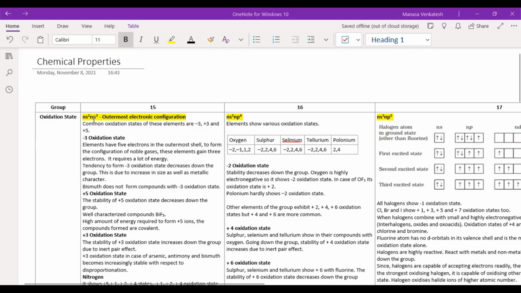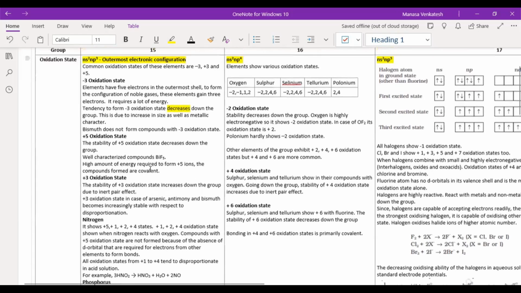But this requires a lot of energy, and the tendency to form this -3 oxidation state actually decreases as we go down the group. This is because as we go down the group, there is an increase in the atomic radius, and the tendency to lose electrons will increase. That is, the metallic character increases as we go down the group. Bismuth does not even form compounds with the -3 oxidation state.